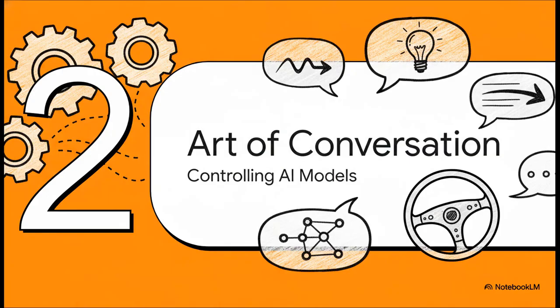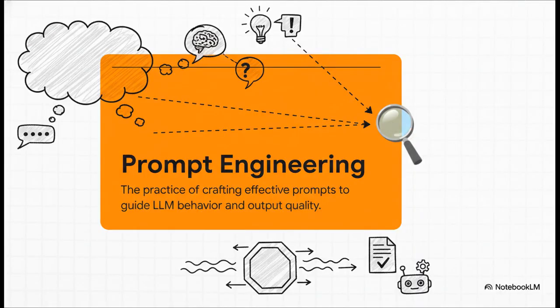Okay, so we've seen what the engine is made of. Now for part 2, the art of conversation. How do we actually steer this thing? And that's where the prompt comes into play. A prompt is just your instruction, right? But getting it to do what you really want, well, that's an art and a science called prompt engineering. You have to learn that it's less like ordering a computer around and more like trying to have a very precise conversation with a super smart partner who takes everything you say literally.